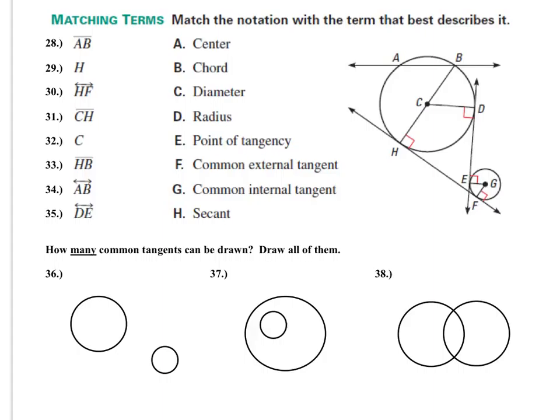A common external tangent will touch each circle on the outside of the circle and not go in between them. A common internal tangent will touch both circles in one point on the outside of the circles, but it will go in between them. So problem number 30, HF, you can see that that's this line right here. Since that does not go in between the circles into this area here, that is an external tangent, a common external tangent. So 30 is G.